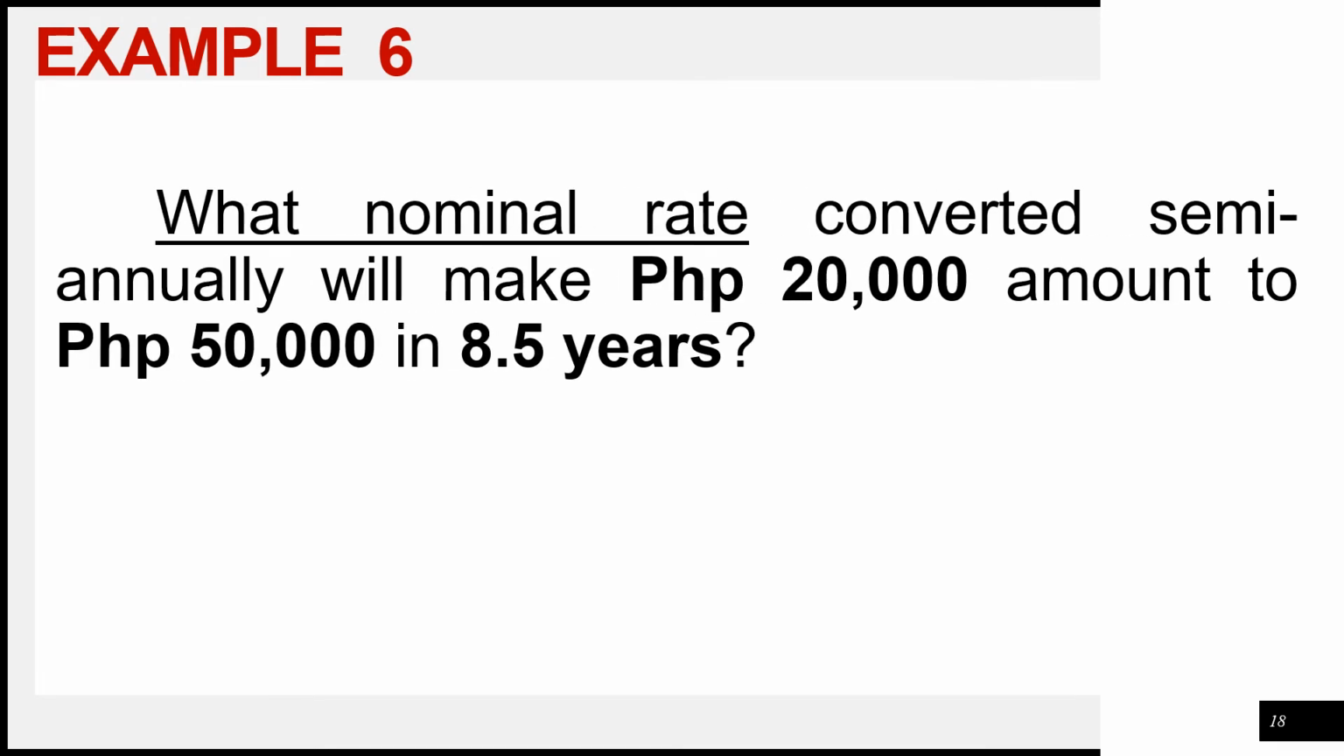Let's have another example with this example number 6. What nominal rate converted semi-annually will make 20,000 pesos amount to 50,000 pesos in 8.5 years? Take note that we are asked what will be the nominal rate given that our present value is 20,000 pesos, which will become 50,000 pesos after 8.5 years. Take note that 20,000 pesos will grow semi-annually. It's just that we do not know the nominal rate yet, and that is what we're going to solve.